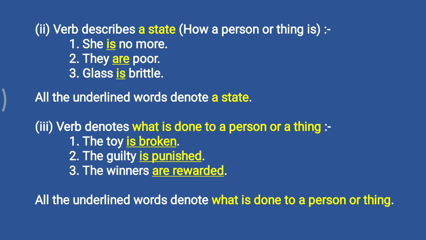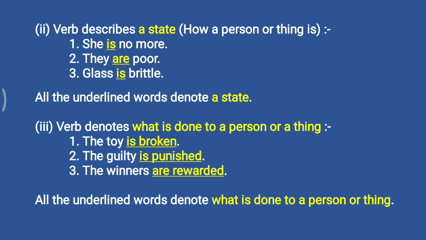A verb describes a state, that is, how a person or thing is. For example, she is no more. They are poor. Glass is brittle. Here the words is, are and again is are underlined. So all the underlined words denote a state. That's why they are called verbs.